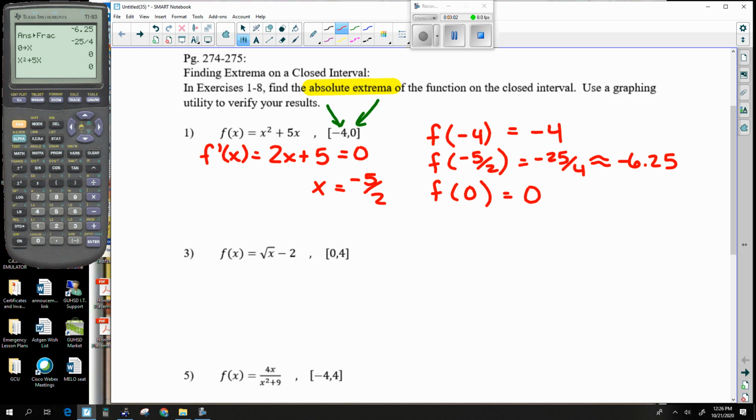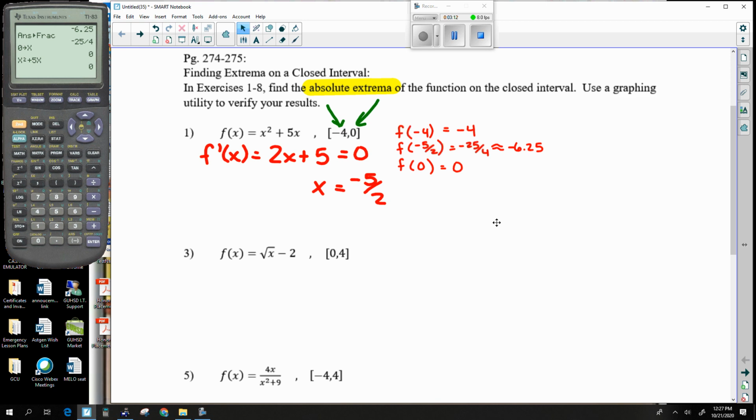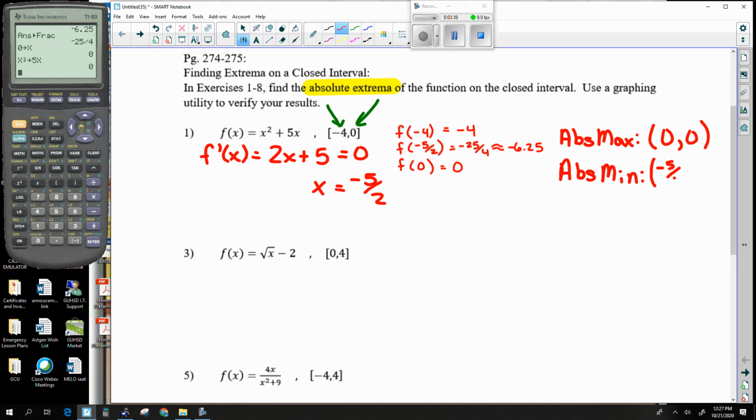Okay, so with these points in place, I can identify the absolutes. I notice that the absolute maximum occurs when the y value is 0, so that occurs at the point 0, 0. And the absolute minimum, in this case, is when y is equal to -6.25, so that would be -5 over 2, -25 over 4. Okay, so those are our absolutes in this particular case.